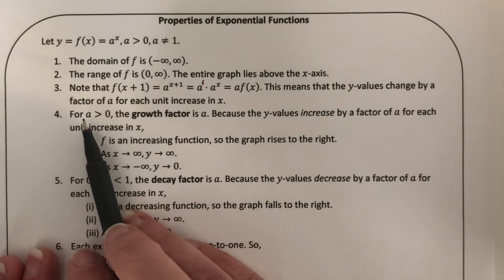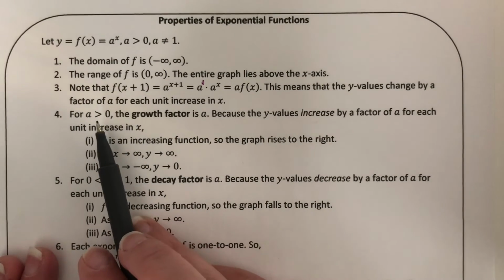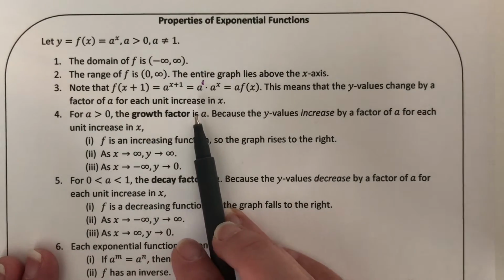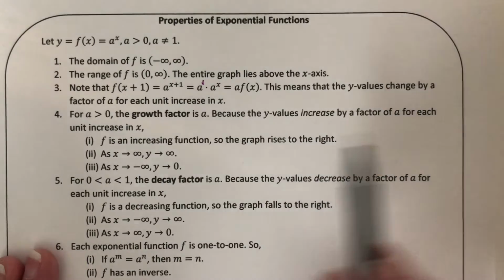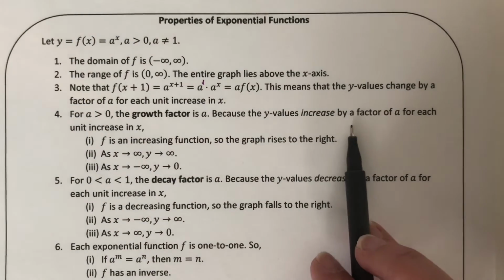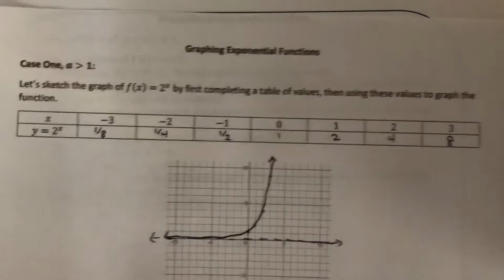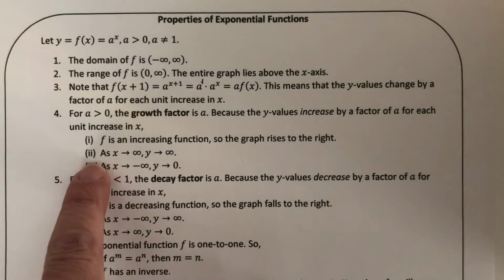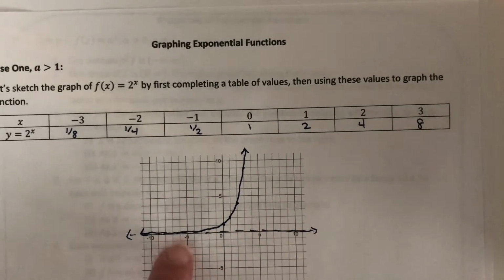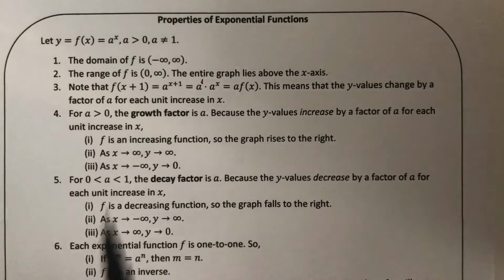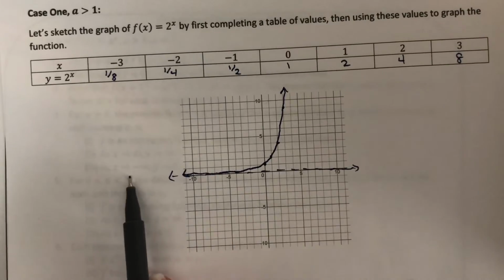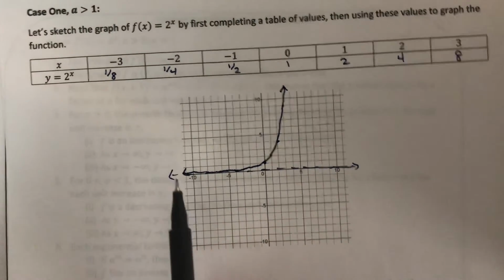Okay, so when a is greater than 1, that's exponential growth. The growth factor is a because the y values increase by a factor of a for each unit. Okay, so f is an increasing function, so the graph rises to the right. Okay, which we've got here. As x goes to infinity, y goes to infinity. The further out we go on x, the further up we go on y. And as x goes to -infinity, y goes to 0. The further out we go this way, the closer our y values get to 0.